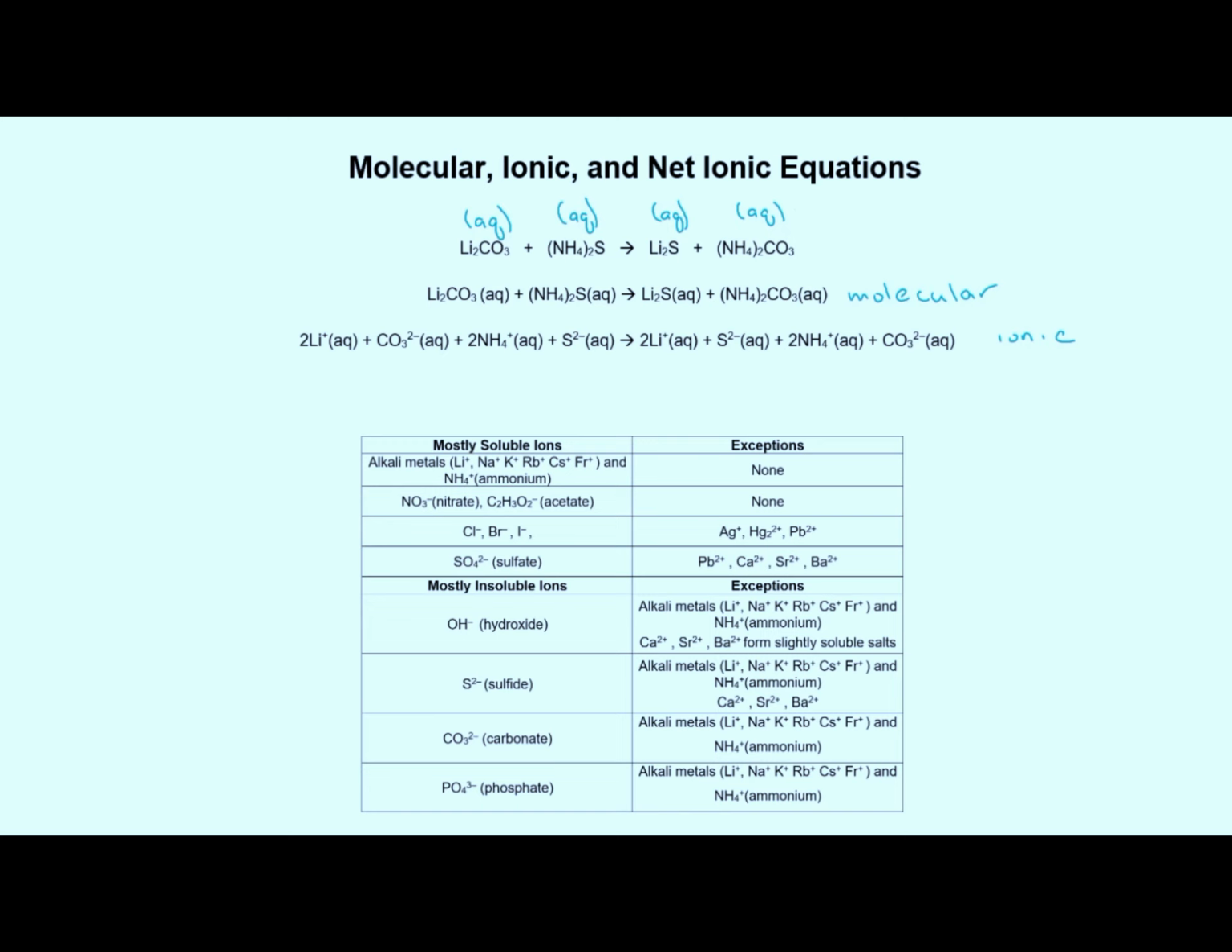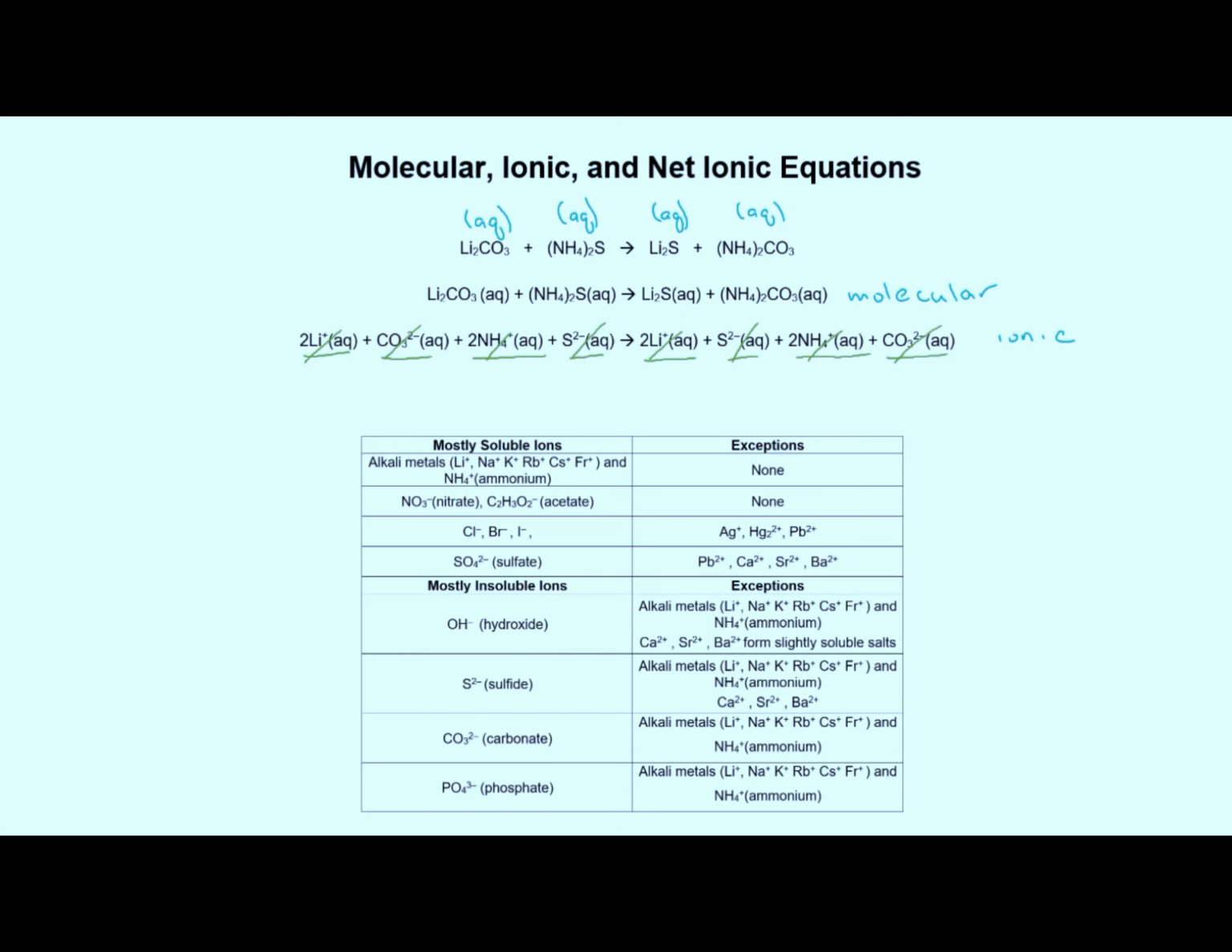Now let's pull out spectator ions. Remember, they have to be the same on both the reactant and the product side. So let's see, here's my lithium. Do I have it over on the reactant? Yes, okay, so that is a spectator ion. Carbonate reactant, okay, carbonate on product side, that's also a spectator ion. How about my ammonium? Yes, it is the same on that side too. Okay. And finally, sulfide. Yes, that's exactly the same. So those are also spectator ions.